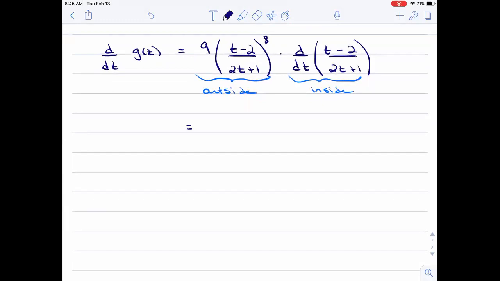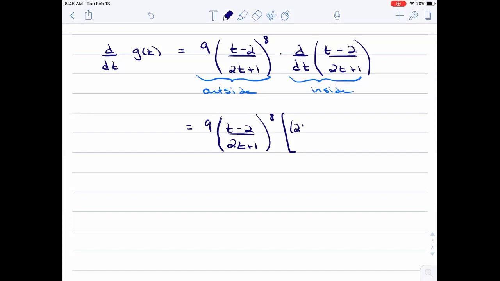We're done with the outside, right? So that outside, we're done. We can focus on the derivative of the inside, which is now going to require a quotient rule, right? But we can keep 9 times t minus 2 over 2t plus 1 to the power of 8 times, and I'll put it in big square brackets just so I can keep track of what's what. All right, the quotient rule says that, okay, it's g times f prime minus f times g prime over g squared.